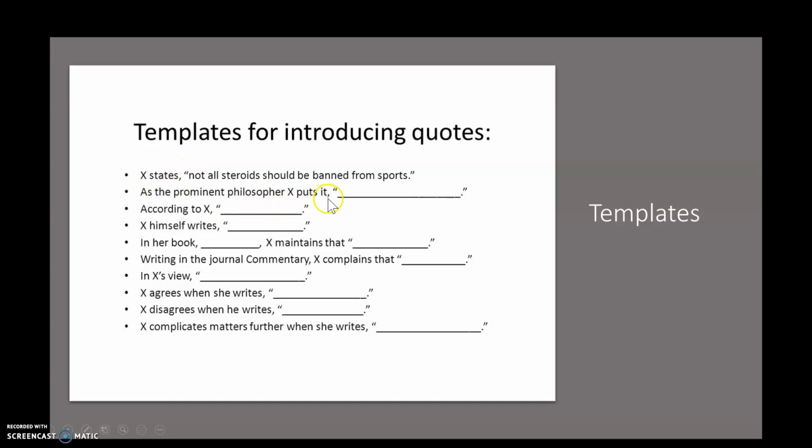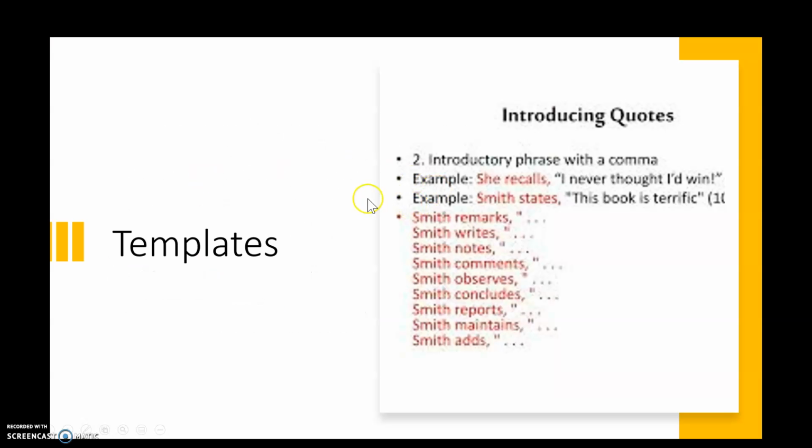As the prominent philosopher X put it, that's introducing it, and you put the quote in. According to X, X himself writes in her book, X maintains that. Writing in the journal Commentary, X complains that. In X's view, X agrees when she writes, X disagrees, X complicates matters further when she writes. So X is the name of the author in all of these, and these are just some different ways that you could introduce quotes. Here are some more of them.